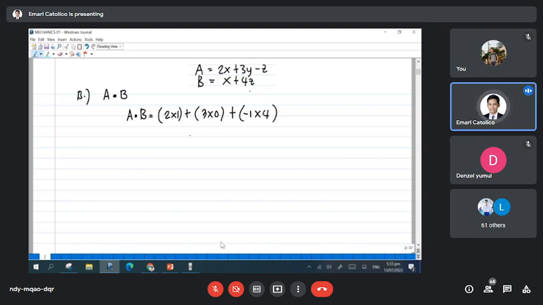So, ganyan kapag dot product, no? So, multiply mo lang lahat ng component and i-add mo lahat ng sum nila. Okay, so 2 times 1 is 2 minus 4. Therefore, the dot product of A and B is equals to negative 2.